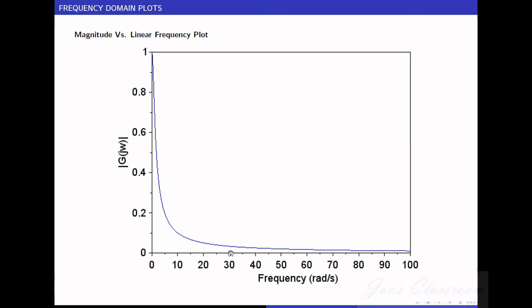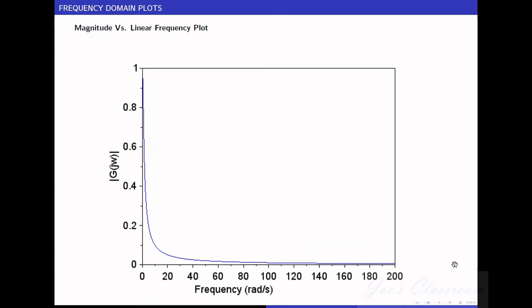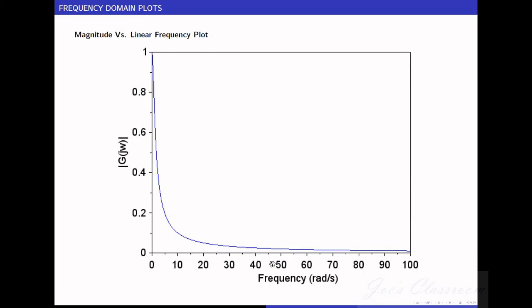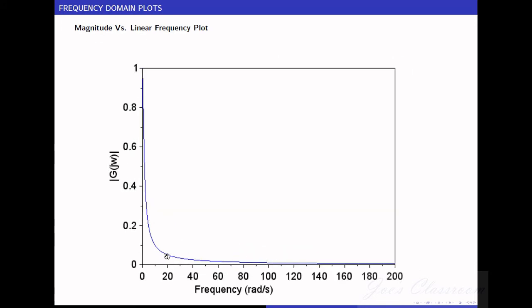Now, I'm going to increase this frequency range. I'm going to plot the same frequency response for an increased frequency range. See what happened? The frequency range has been increased from 100 to 200. And if you compare these two diagrams, the low frequency part where there is some change that I could notice is shrinking when I increase the frequency range.